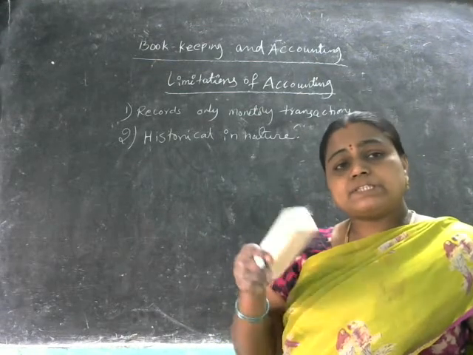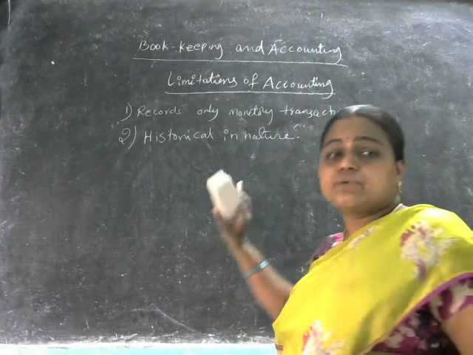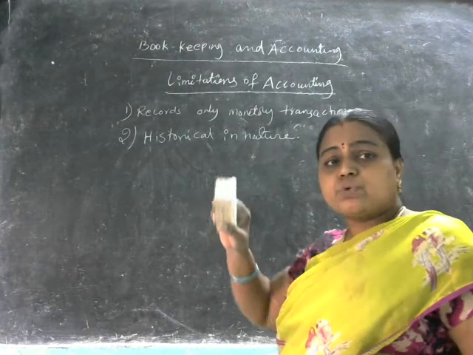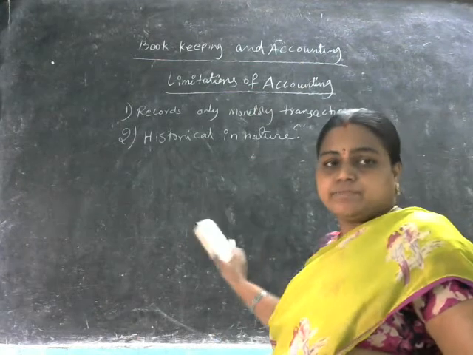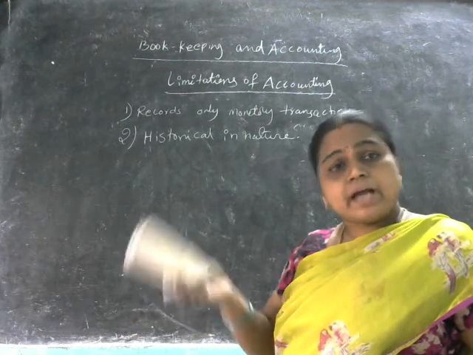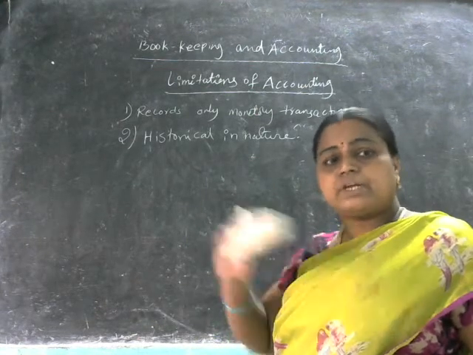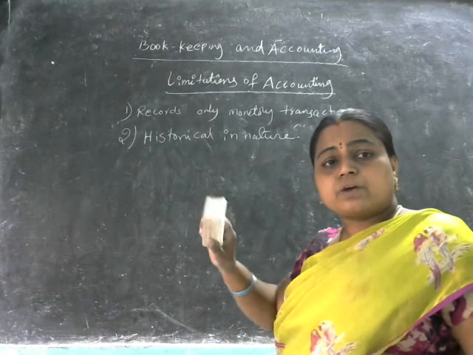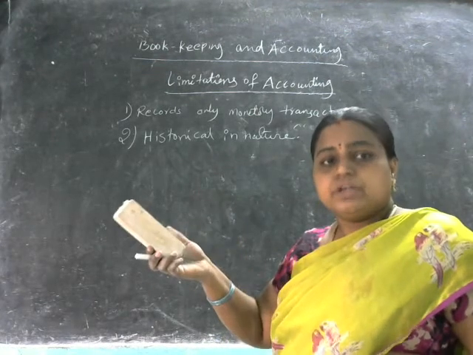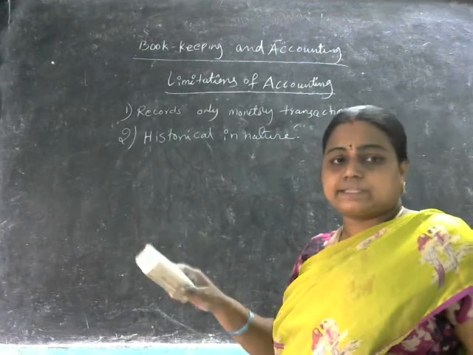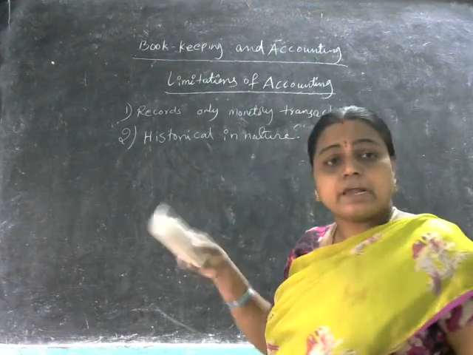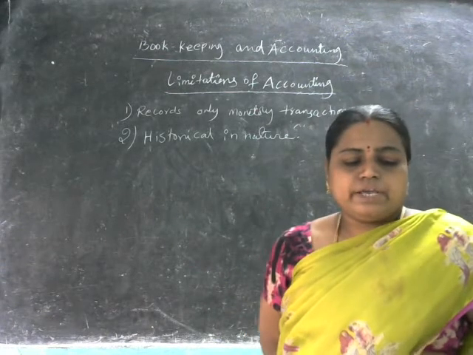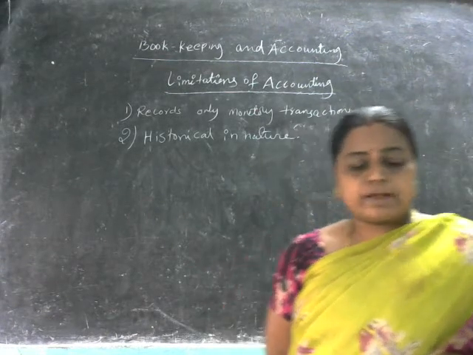So the transactions which have already arisen only are going to be recorded here. What is going to arise in the future is not going to be recorded in the accounting here. It is not going to record future transactions. So that's what we call historical in nature. Here accounting considers only the historical transactions.